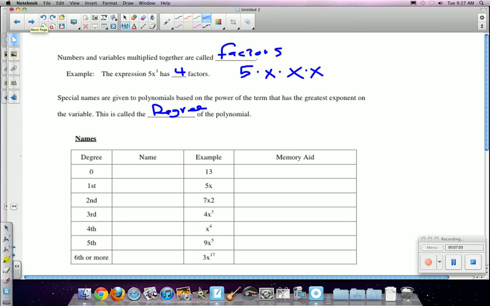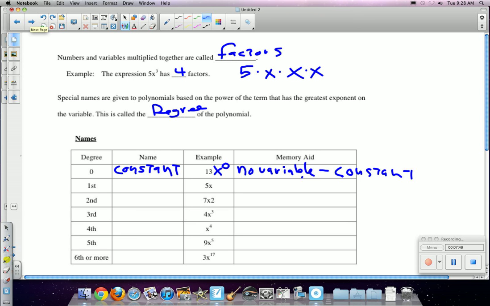So if the degree is 0, so for example here, that's called constant. In other words, it doesn't vary because there's no variable. There is actually a variable, but it's x to the 0 power, right? And your memory aid could be: no variable, doesn't vary, so it's constant. Sorry, let me do that again. No variable, so it's constant. Okay.